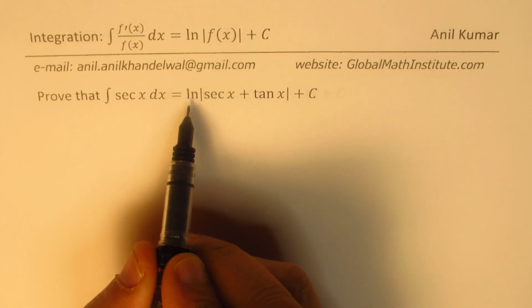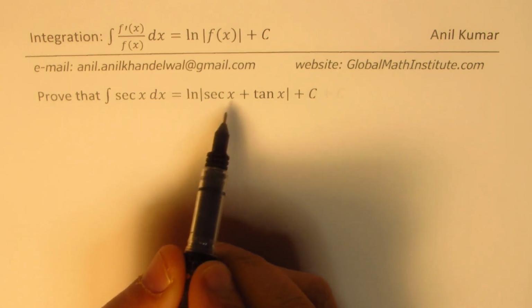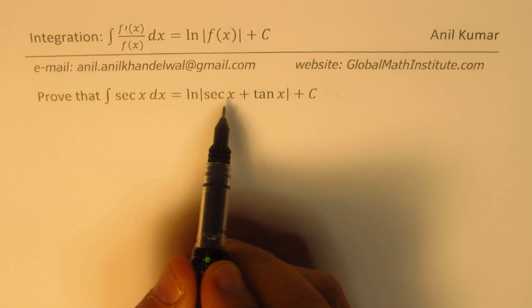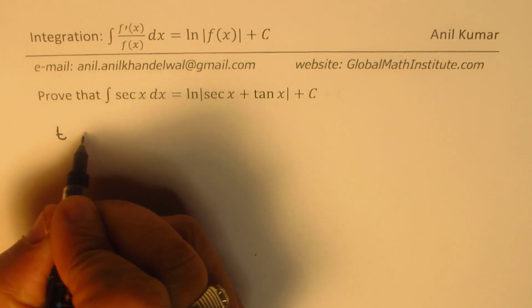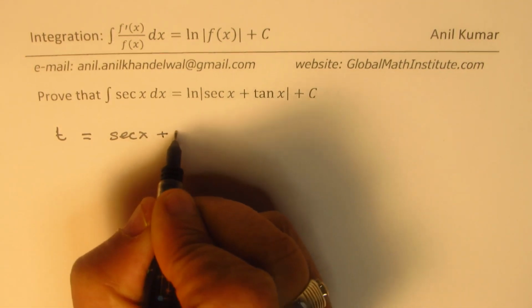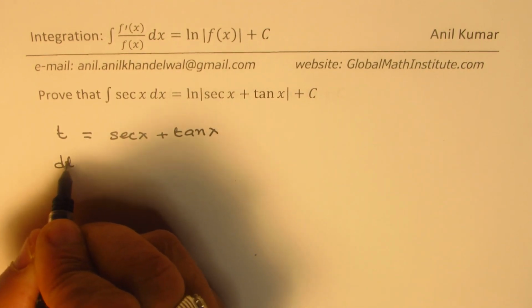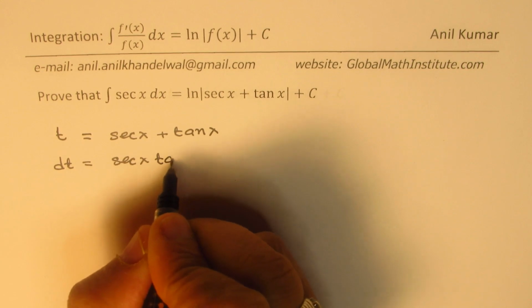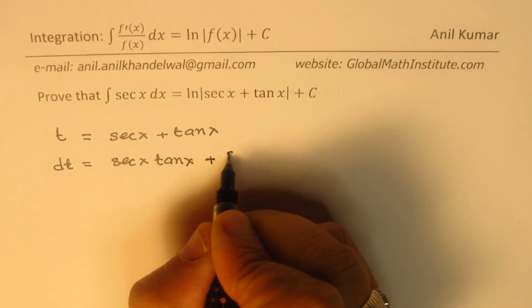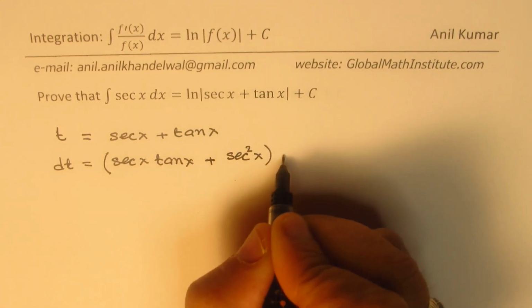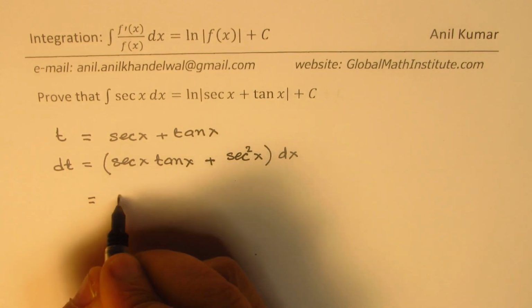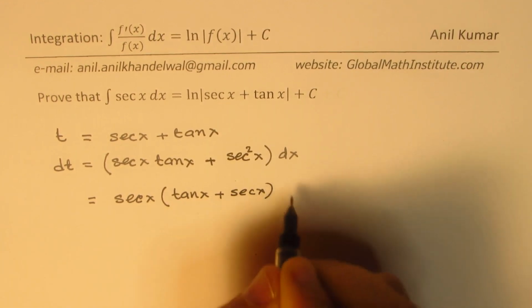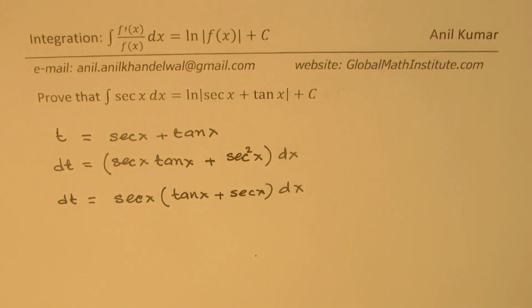Now whenever you see that the integral is ln of something, that means that this function should be in the denominator, right? And the numerator should be its derivative, correct? So think like this. Let us say if I have t as equal to secant x plus tan x, in that case, what is dt equals to? So derivative of secant x is secant x tan x, and derivative of tan x is secant square x. Correct? We could actually take secant x common, and what we get here is secant x times tan x plus secant x dx. So that becomes dt.